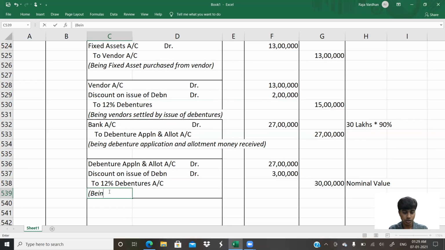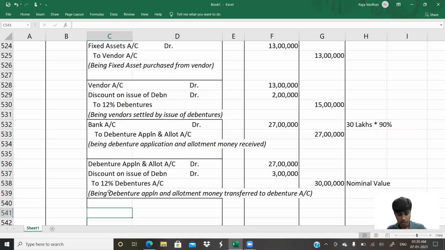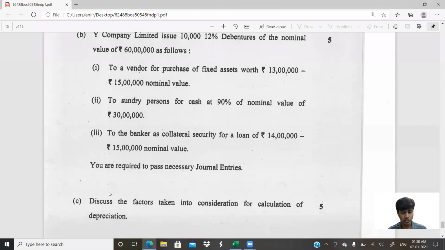What is the narration here? Being debenture application allotment money transferred to debenture account. Yep, that's it. Let us go to the next one and the last one.